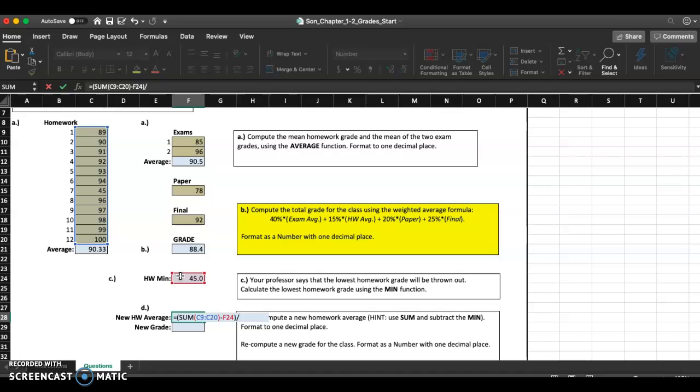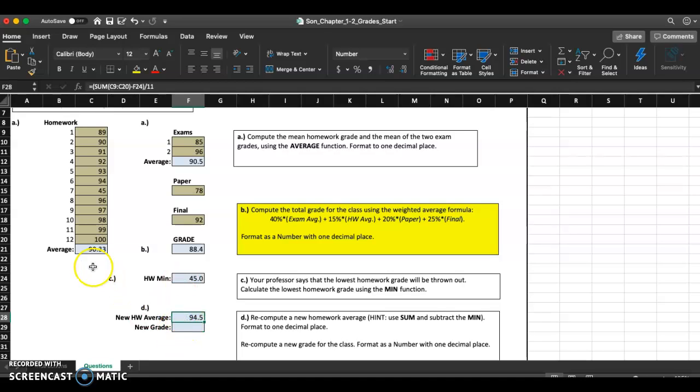Now, there were 12 homeworks in total, right? But are we going to divide by 12? No. Look, we just subtracted one homework away from it, so instead of dividing by 12, divide by 11, okay? Divide by 11. So this one was a little complicated, but I think you can do it. I think you see it. Hit enter. The new homework average is 94.5.